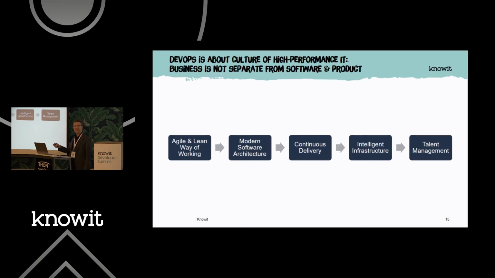If you don't have that, start from there. And then you can go forward in your journey of DevOps. You also need to have modern software architecture, meaning microservices, meaning cloud, things like that enable you to develop things in small pieces and then also put it into production. Then you do need to have a continuous delivery automation, so deployment scripts and so on.